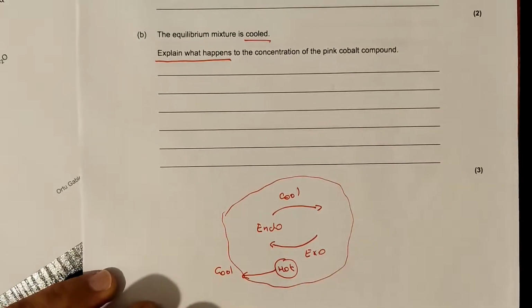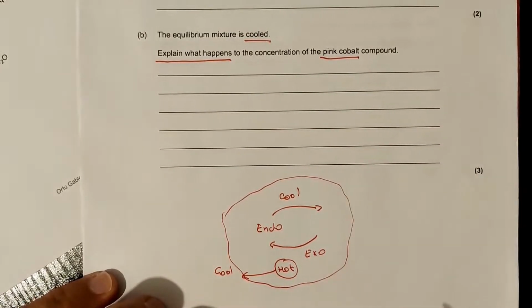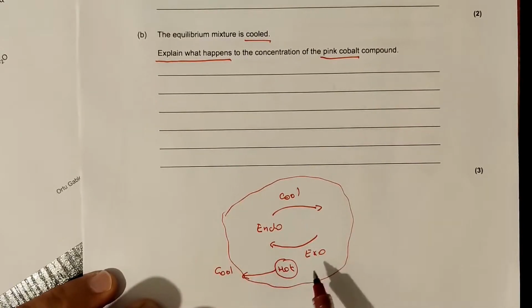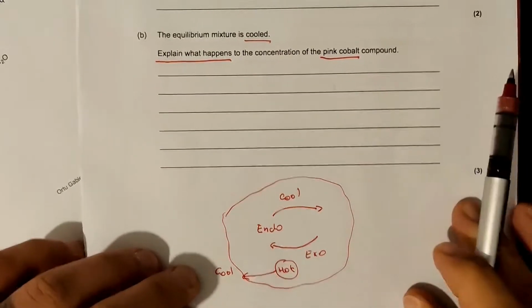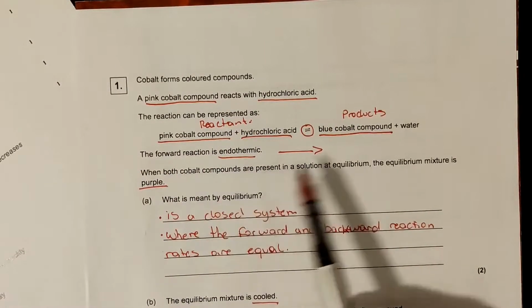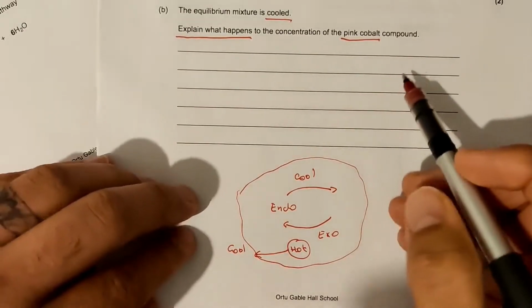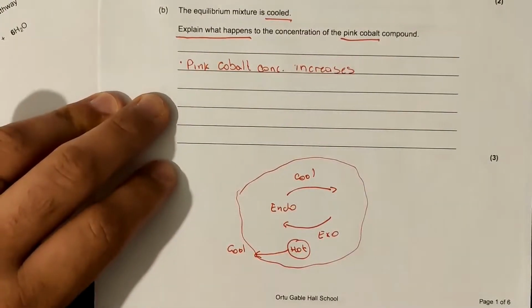But now it's asking us about the concentration of the pink cobalt, okay? And remember that the pink cobalt is the one that is in this side of the reaction. So the pink cobalt, what's going to happen to the concentration? If you cool it down, the reaction is going to move backwards. If the reaction is moving backward and a lot of the products are turning back into the reactants, well, the concentration of the pink compound is actually going to increase. So, okay, pink cobalt concentration increases.